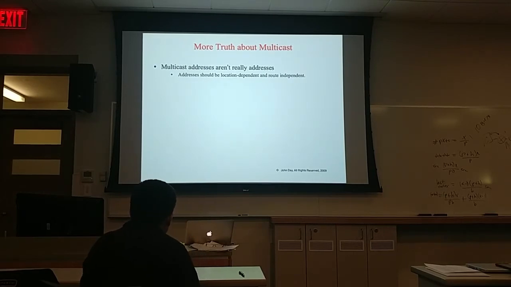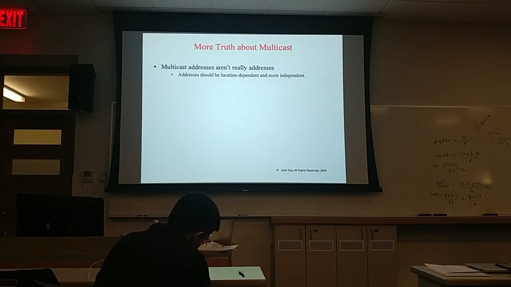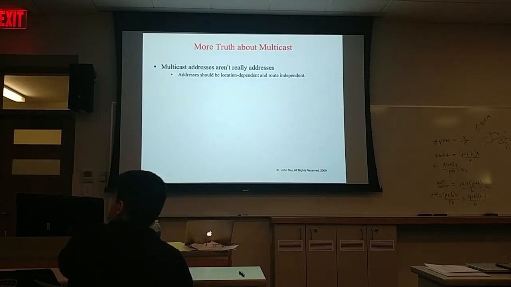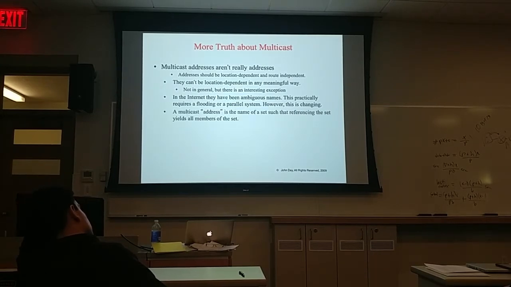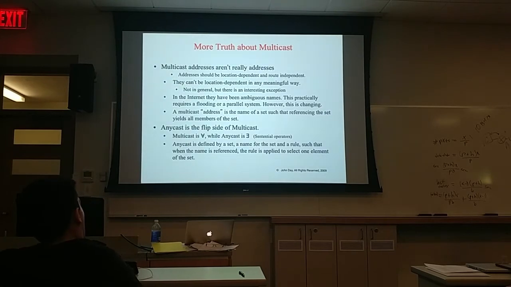Multicast addresses aren't really addresses. If an address is location dependent, and this is a set of addresses, how can it be location dependent? The members of the set are all over the place. In the internet, they are ambiguous names. A multicast address is the name of the set, such that a reference to it returns all members.